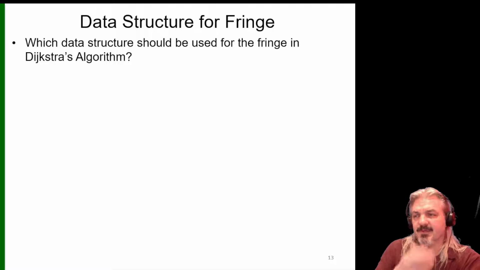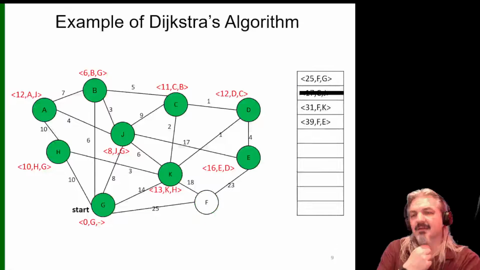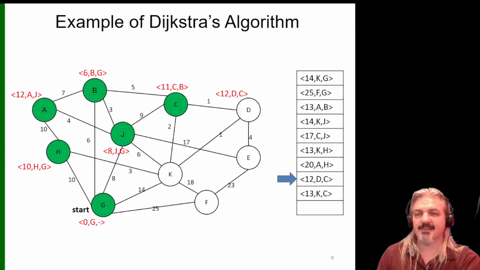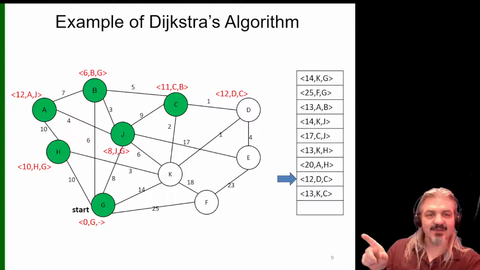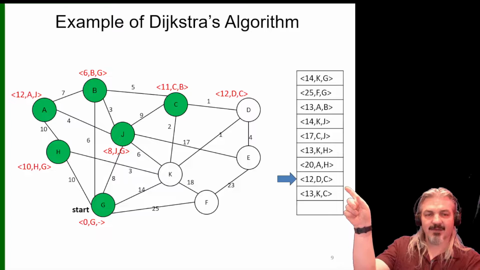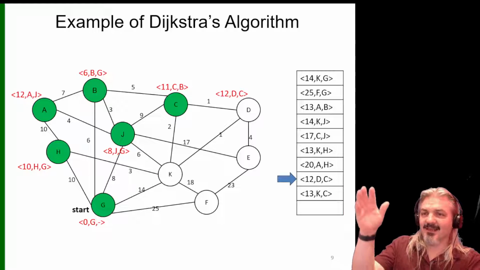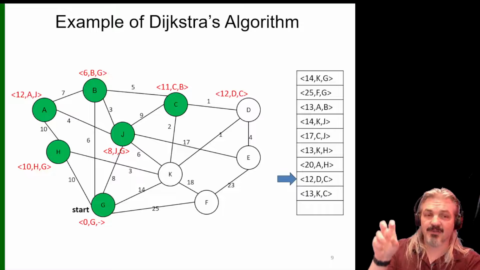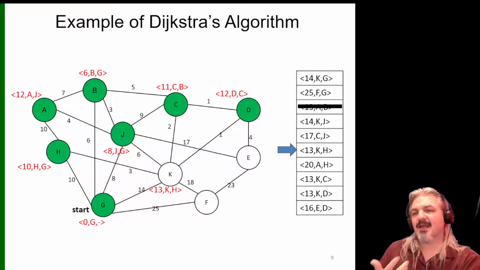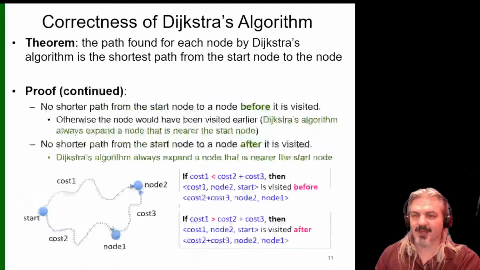So, the data structure for the fringe. Now, what we were doing here is we kept having to find, on this list, the one with the lowest value, right? So this one here. Finding that means you'd have to search through that entire list, finding which of the fringe nodes has the lowest value. There are data structures that can help us with this. So we do that, we get to here.